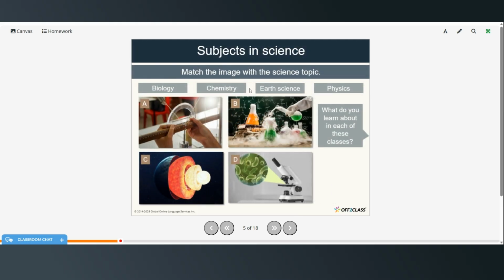All right, now see if you can match the image with the type of science. Again, you can try that on your own, restart, and then check your answers.